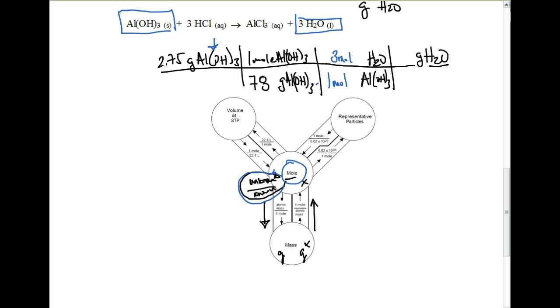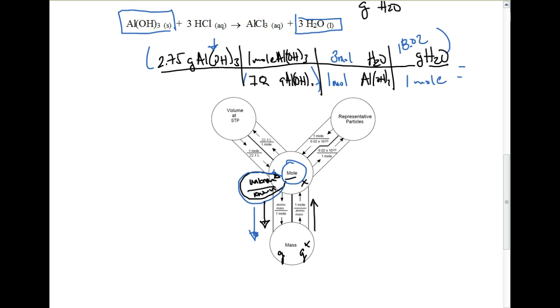Last thing we need to do, on our mole road, is go back down the road to grams, and it's going to be atomic mass over 1 mole. 1 mole goes on the bottom, and we just have to calculate the atomic mass of water. 2 hydrogens is 2.02 plus 16 for oxygen, so we have 18.02 grams listed right there. And again, multiply everything across the top and divide by 78. And the coefficients were 1 on the bottom again, so we're okay. So let's see what we get here in our calculator.